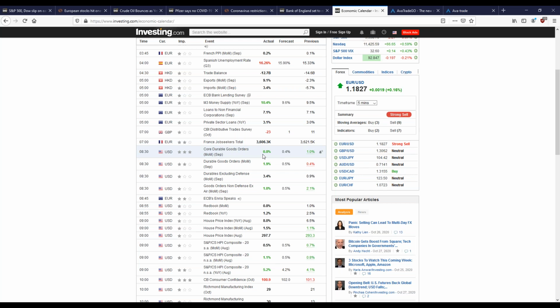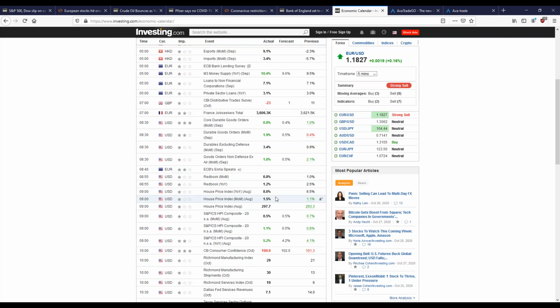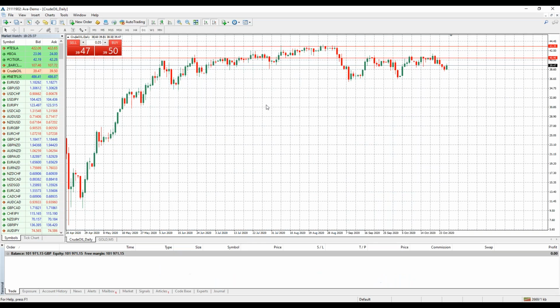Core durable goods up double what was expected. Durable goods more than triple, almost 4 times the increase that was expected. So some positive numbers coming out of the US, more positive than negative on the economic announcement front. Okay, so as we get on the MT4, and you obviously could be trading on your web trader, on your AvaTrade Go as well.